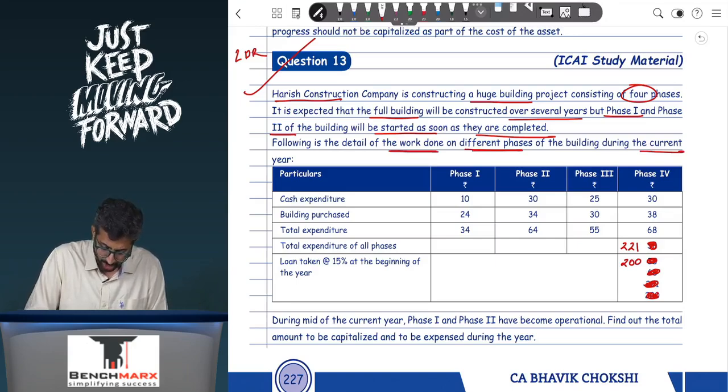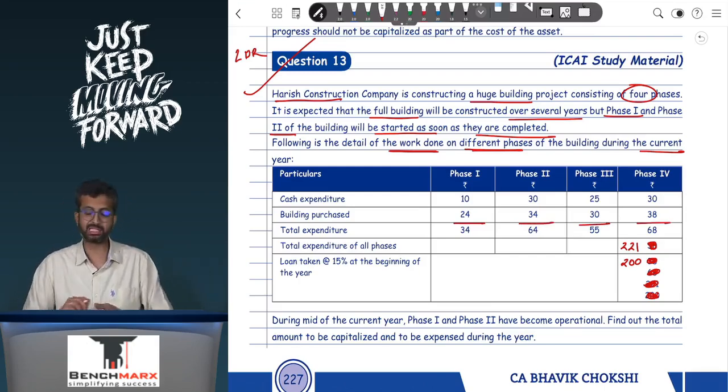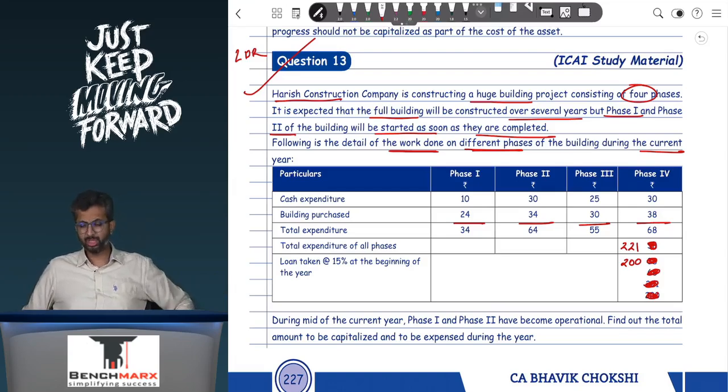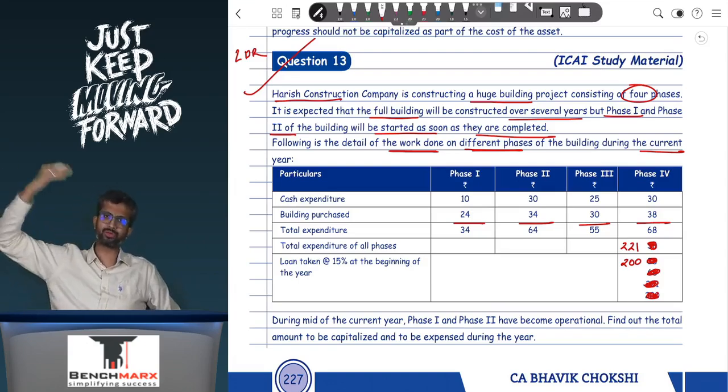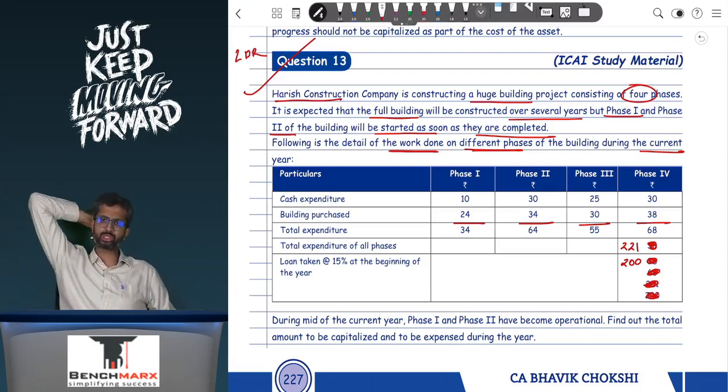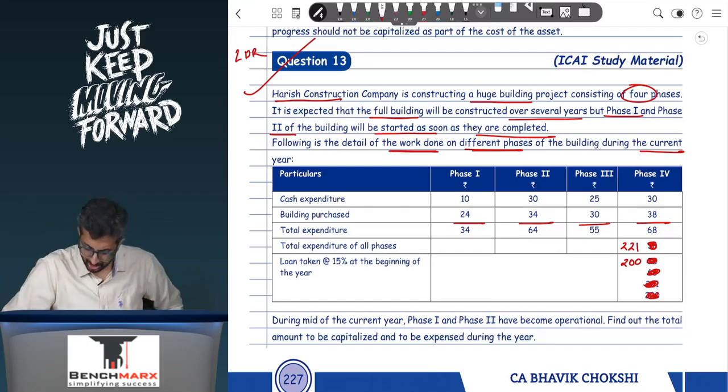So maybe on phase 1, cash expenditure as well as building purchase, total is 34. Phase 2, cash expenditure and building purchase 64. Phase 3, maybe 55. Phase 4, total 68 during the current year. Now what is this building purchase? Let us say you were buying an old building, paying 24 rupees and then making changes as you want of 10 rupees to get the phase in the ready to use condition. So something like that, maybe.